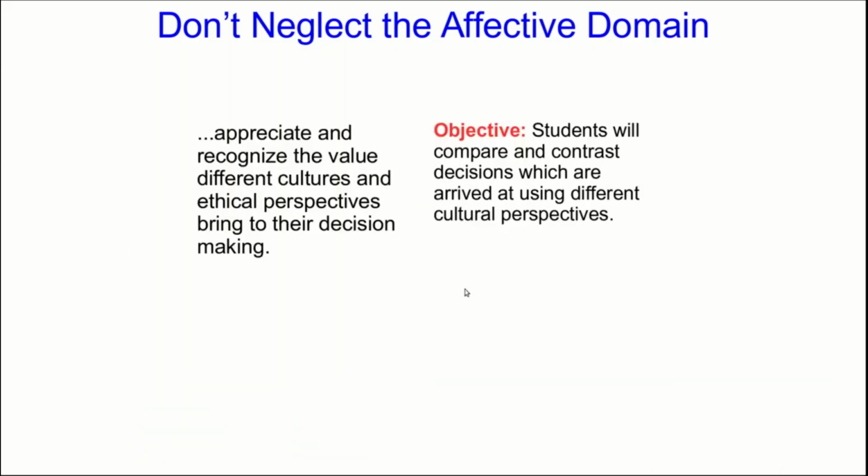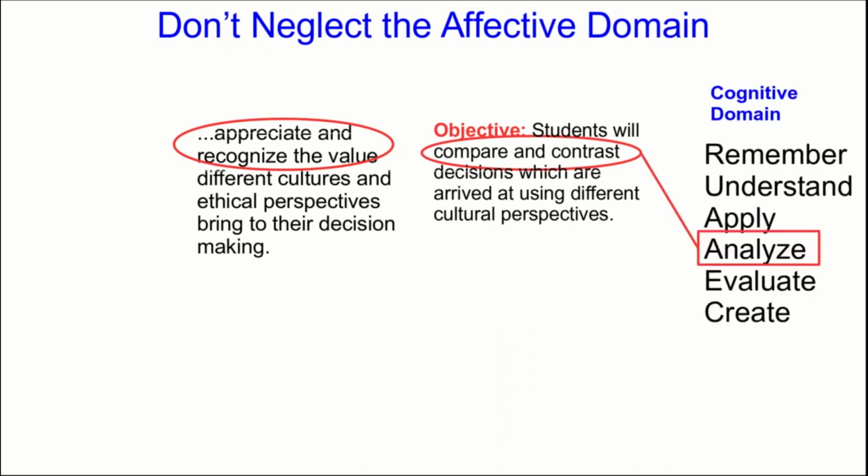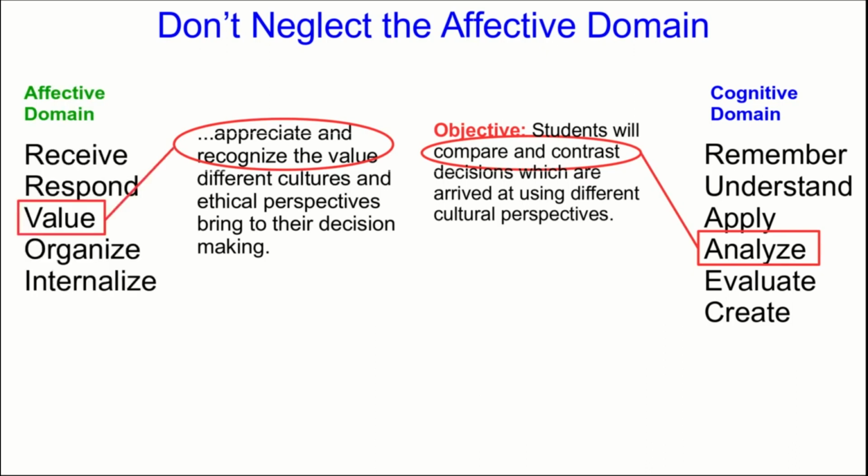However, if you're paying close attention, and particularly if you're an aficionado of Bloom's taxonomy, you might not like what I just did. I just took a statement that started with appreciate and recognize the value of, and I replaced it with an objective using the words compare and contrast. Now, compare and contrast is definitely cognitive domain. It's usually placed at the analyze level in cognitive domain, whereas appreciate and recognize value would be at the value level of affective domain. So I've taken something affective and turned it into a cognitive objective.